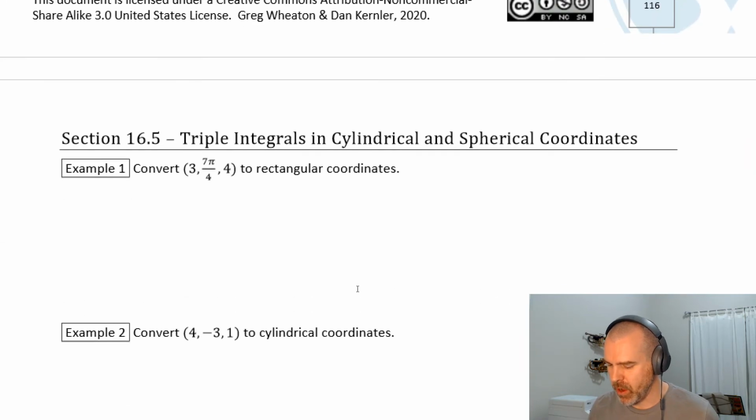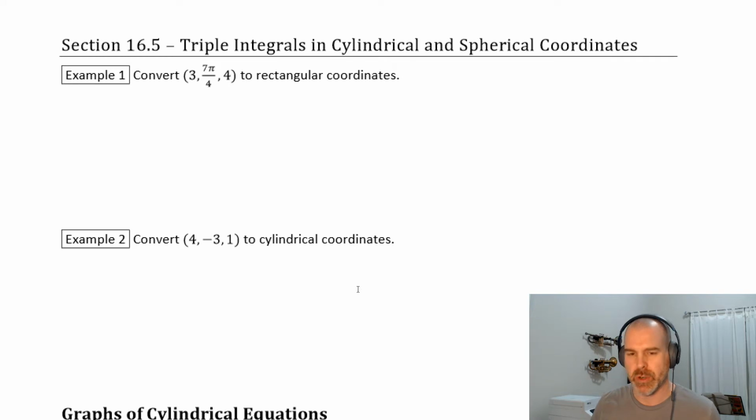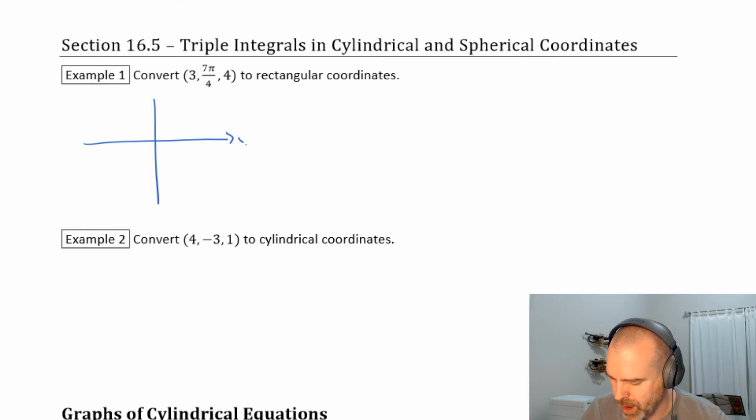So let's talk about how to convert these. If we're going to convert between the two systems, between cylindrical and rectangular, we're really just dealing with the x and y versus the r and theta. So let's graph this one here. We have 3, 7 pi over 4, z equals 4. I'm just going to focus on x, y, and r, theta. So 7 pi over 4 is down here, a distance of 3. Let me label that here, 3, and this is 7 pi over 4.